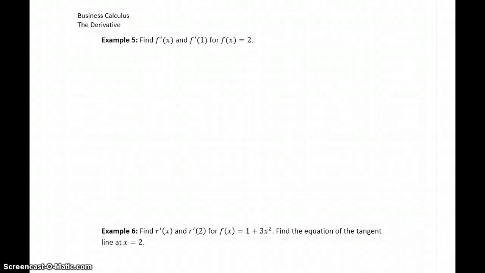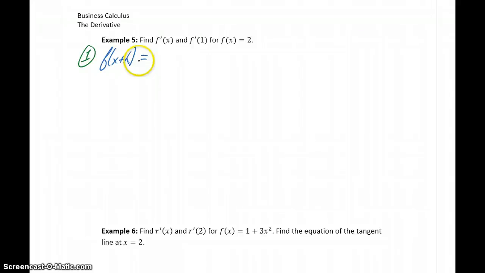In our last two examples, we want to find the derivative of a given function, and evaluate that derivative function for a specific value of x. And then in the last example, we'll also add on finding the equation of the tangent line at that point. So using this four-step process, the first thing that we want to find is f of x plus h.